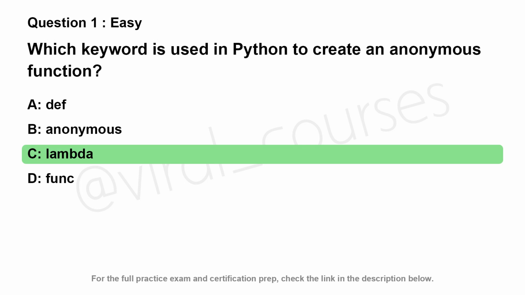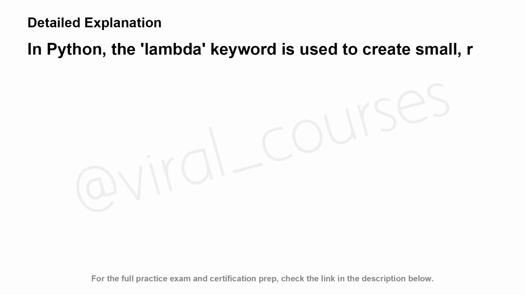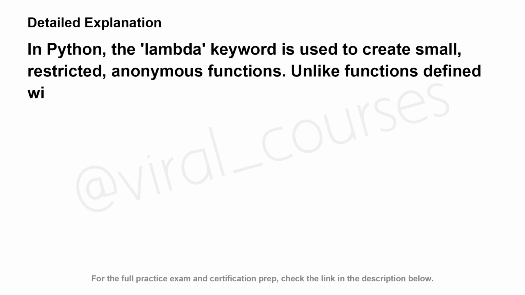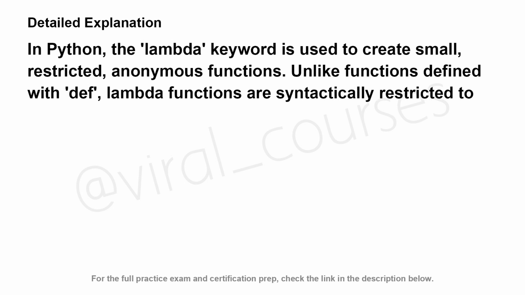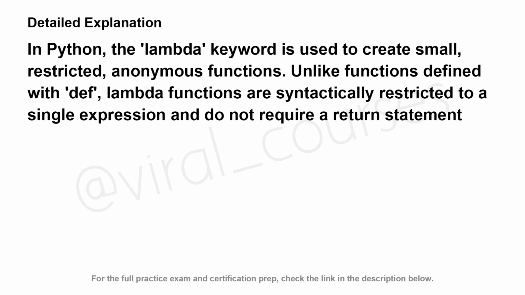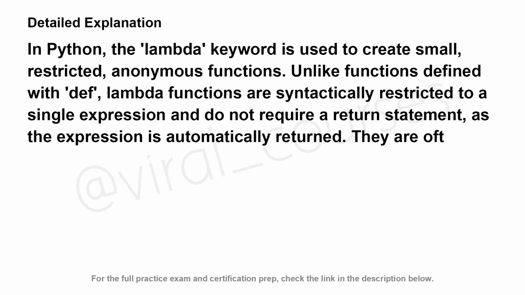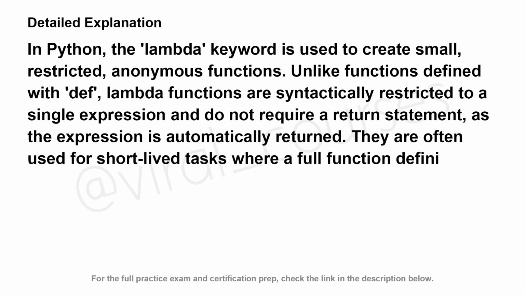The correct answer is C. In Python, the lambda keyword is used to create small, restricted, anonymous functions. Unlike functions defined with def, lambda functions are syntactically restricted to a single expression and do not require a return statement, as the expression is automatically returned. They are often used for short-lived tasks where a full function definition would be overkill.